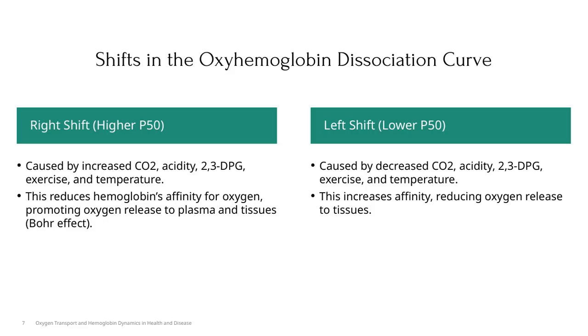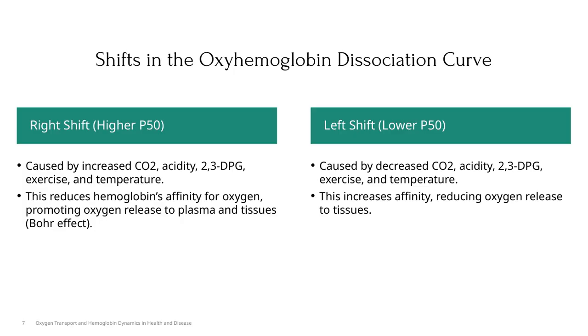Let's talk about the shifts in the oxyhemoglobin dissociation curve and what causes them. When CO2 levels, acidity, 2,3-DPG, exercise, or temperature increase, we see a rightward shift, which is also called a higher P50. This means hemoglobin's affinity for oxygen decreases, making it easier for oxygen to be released to the plasma and tissues. This is known as the Bohr effect, and it's crucial during conditions where tissues need more oxygen.